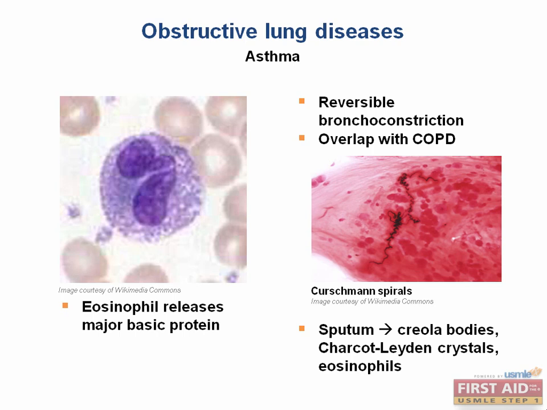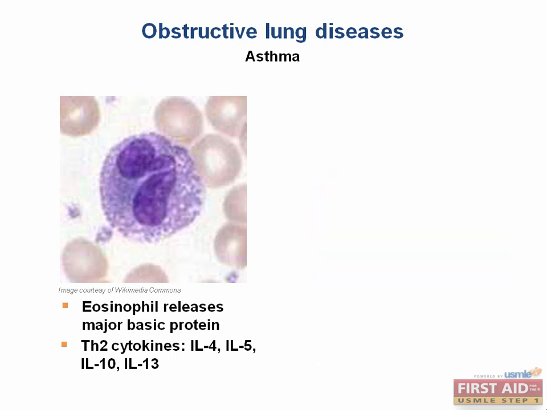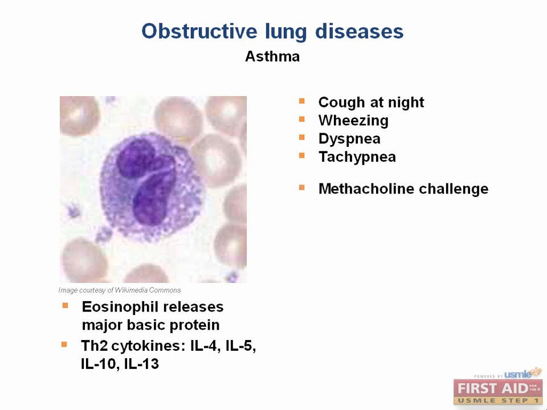In allergic asthma, you'll also see Th2 cytokines like IL-4, 5, 10, and 13. Now, if you don't know which cytokines drive allergic inflammation, go back to the immunology section for a quick review. The findings of an asthma exacerbation are cough at night, wheezing, dyspnea, and tachypnea. Now, how would you diagnose asthma? With a methacholine challenge, which is addressed in the pharmacology section.